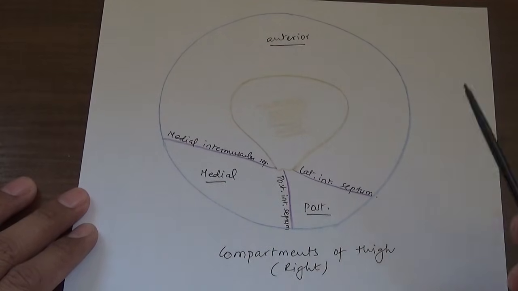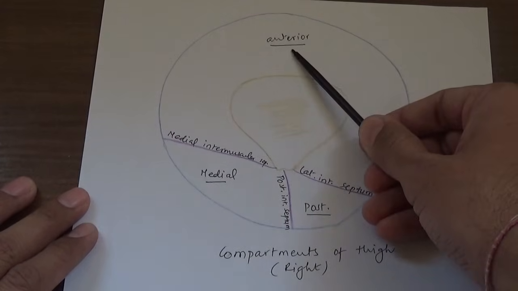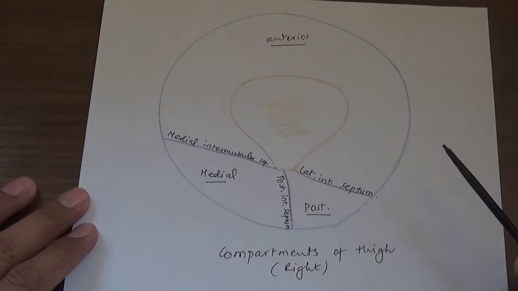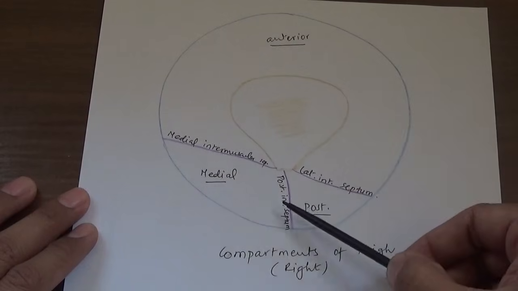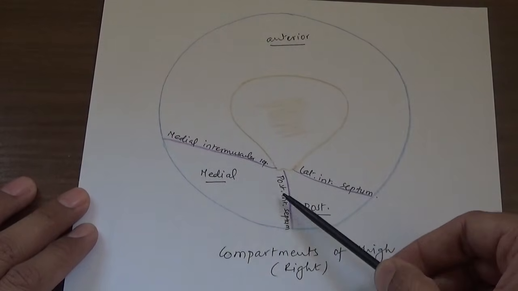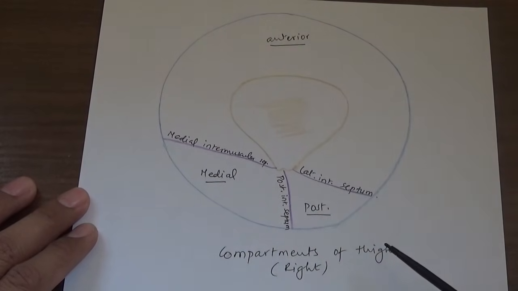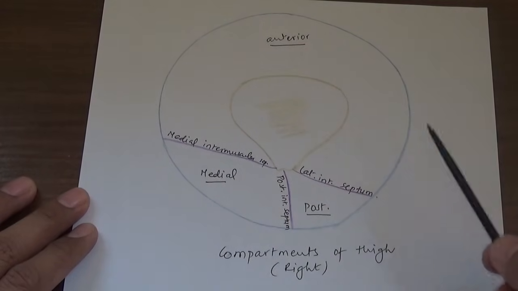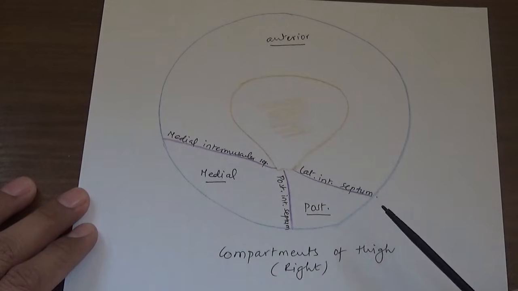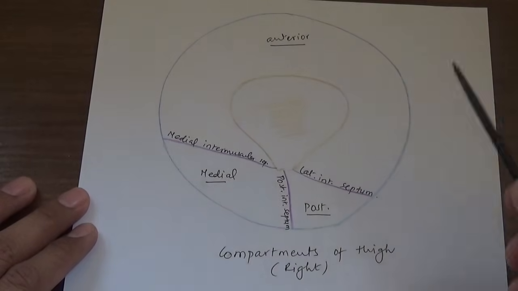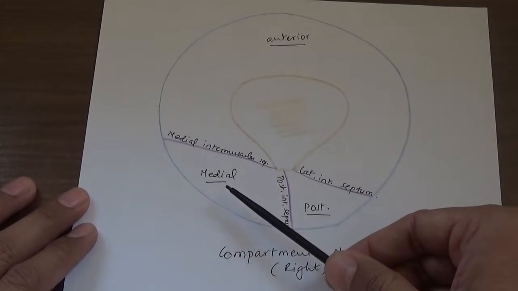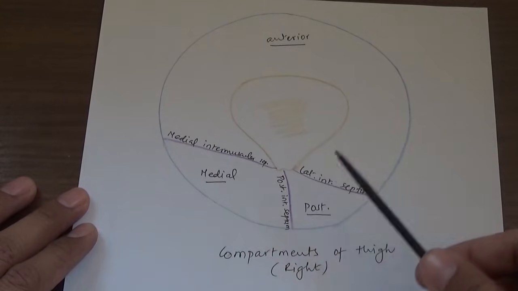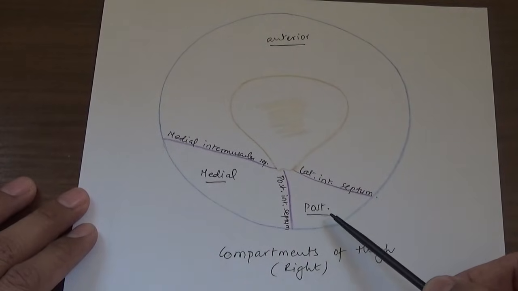So now you can see there is a formation of three compartments: the anterior compartment between the medial and lateral intermuscular septum, the medial between the medial and posterior, whereas the posterior compartment is formed between the posterior and lateral intermuscular septum. So in the anterior compartment we'll find quadriceps femoris plus sartorius, in the medial compartment adductor muscles, and in the posterior compartment the hamstring group plus the short head of biceps femoris. Here in the anterior compartment the nerve is femoral, here there will be the obturator nerve, and here in the posterior compartment there will be the sciatic nerve.